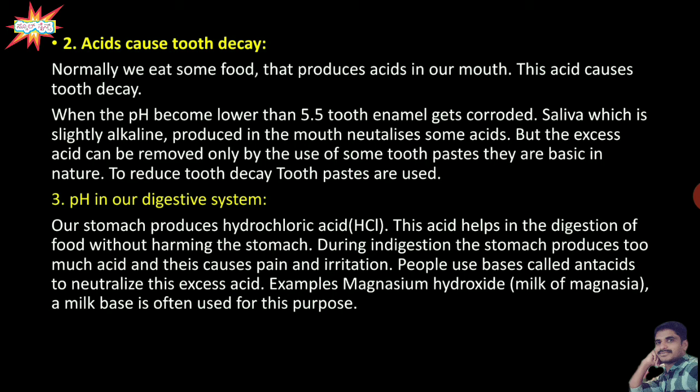Third point, pH in our digestive system. Our stomach produces hydrochloric acid, formula HCl. This acid helps in the digestion of food without harming the stomach. During indigestion, the stomach produces too much acid, and this causes pain and irritation. If more acid is produced, the irritation and pain are more. People use bases called antacids to neutralize this excess acid.